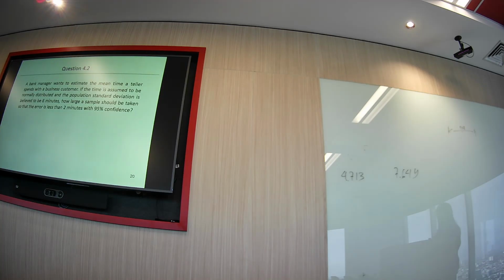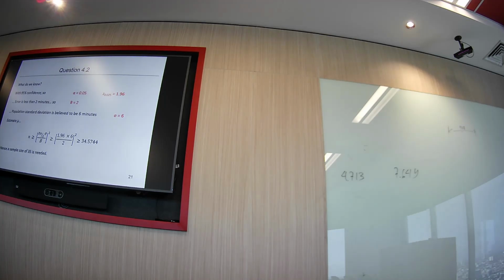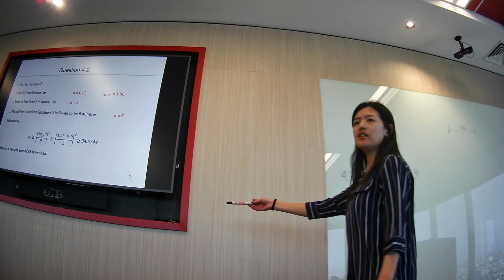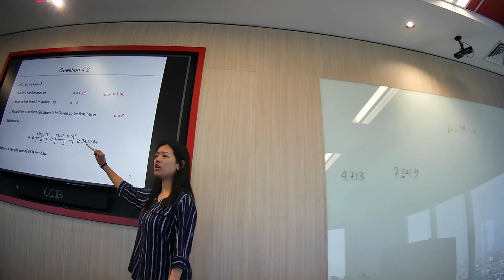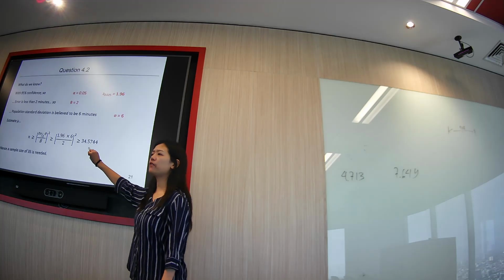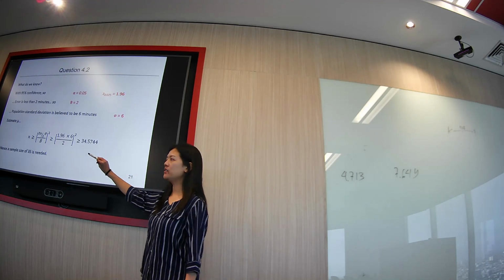Number 2 is asking you not the confidence interval, but the sample size. So you should use this formula, and here is the final answer. Because the question is asking the sample size, you have to round it. It's impossible to collect data from 1.5 people. This is the sample size.